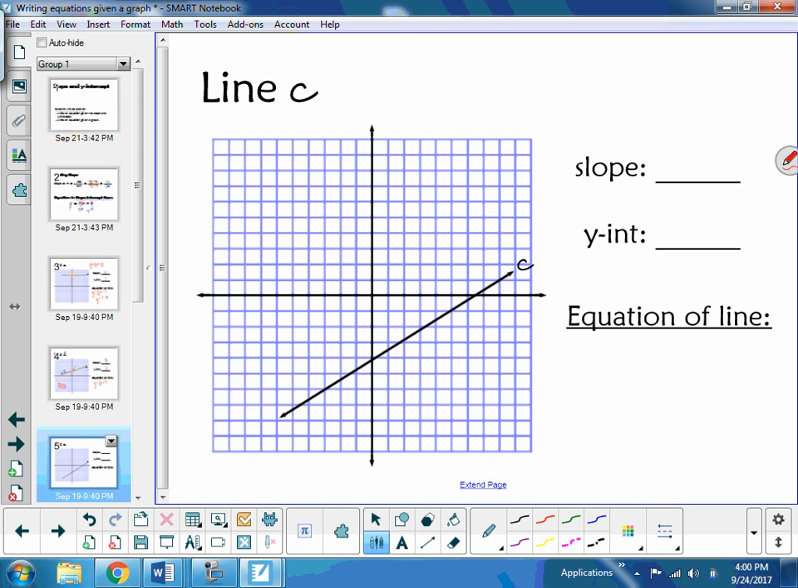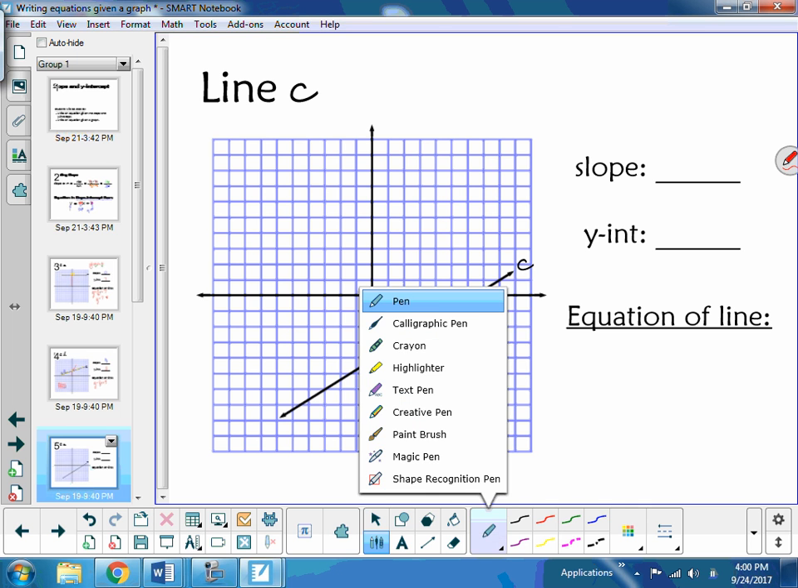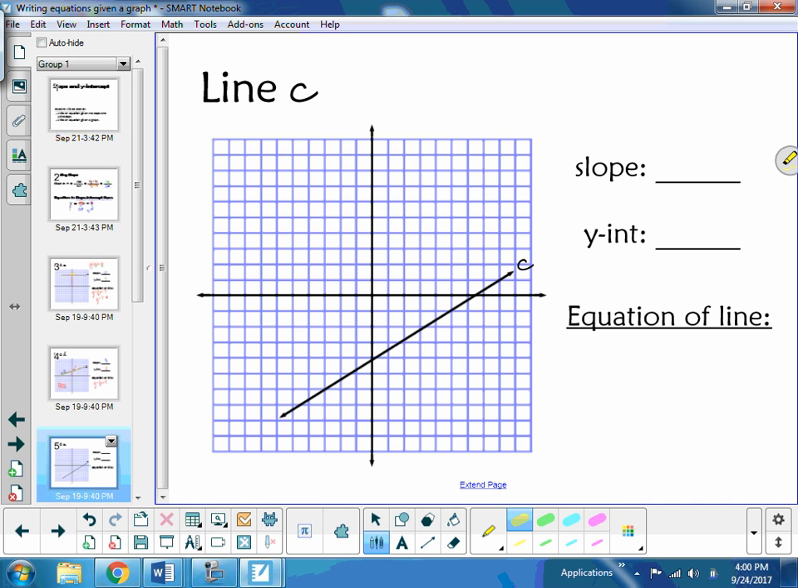Okay, line C. Find that on your paper. Before we even get started, look at the direction of this line. Is it going to be a positive or a negative slope? It is increasing, so it should be a positive slope. All right, we're looking for those good points again. Let's see, I see one here, and I see one here. This one works too, I guess. So let's count that.